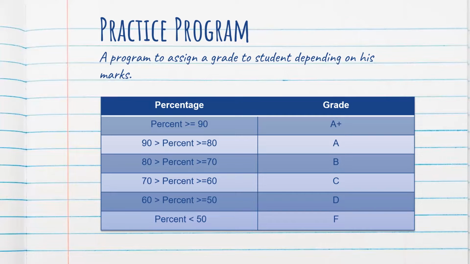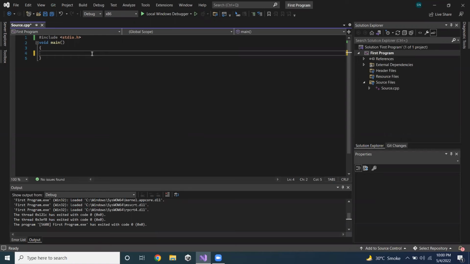So this is the program that we are going to create today, and we first have to get input from the user, and that input is going to be the obtained marks and the total marks, and after that we will calculate the percentage and we will assign the grade. So let's get started. So first of all, we have to create variables.